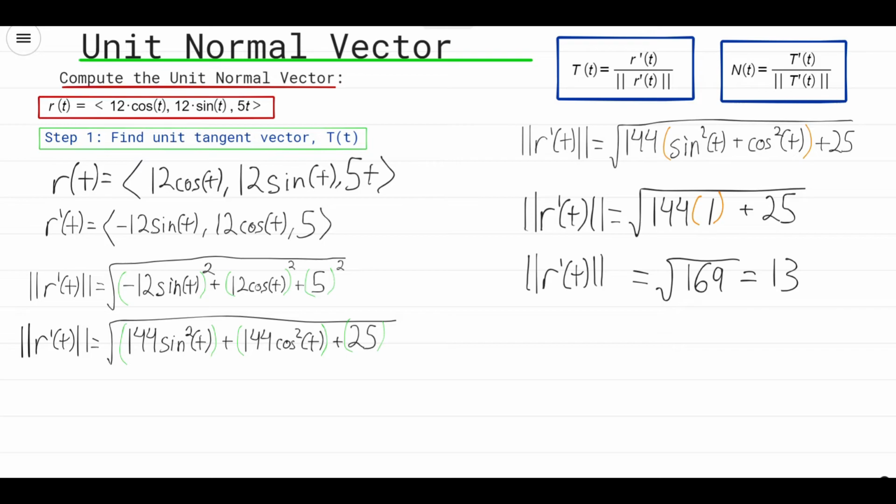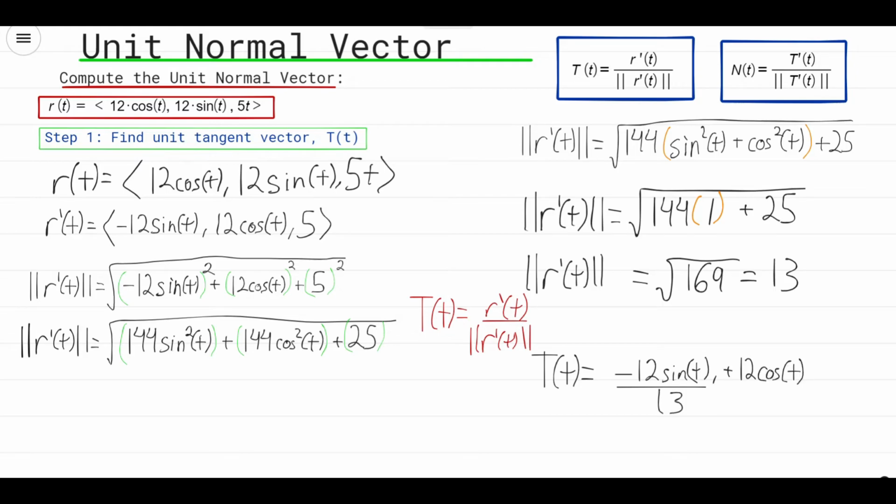So now to get the unit tangent vector, we need r prime divided by the magnitude of r prime of t, and we use this formula right here. The unit tangent vector thus is negative 12 sine of t over 13, comma, 12 cosine of t over 13, comma, 5 over 13. And that's the unit tangent vector. So now we can move on to step 2.